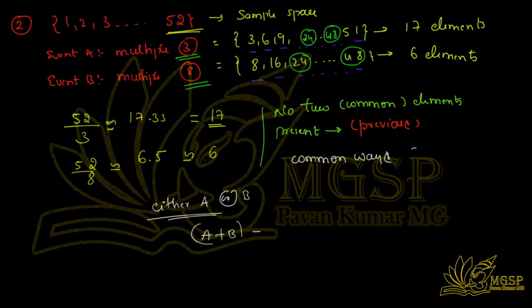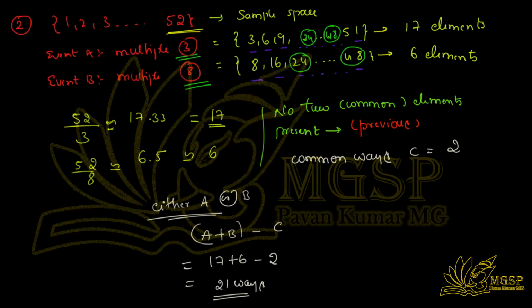Common ways I will write as C. It has two elements, so minus C. A has 17 plus 6 minus 2. What does it give? 6, 9. Okay, this gives the 21 ways. Okay, got it. So when we have the common term and when we don't have the common terms, this is how to arrive at the number of ways you have got.